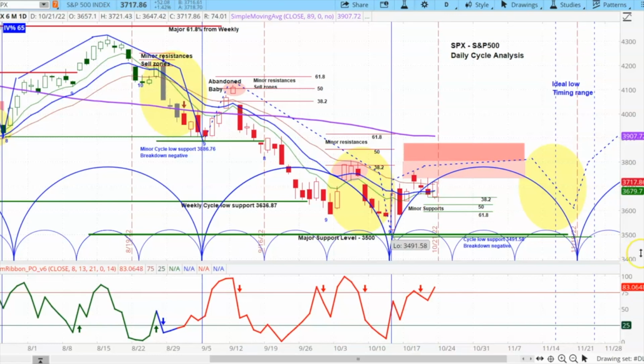So we have a market that is starting to form a bottom, but it's really not doing everything that we'd like to see yet. To make that bottom, we'd need to see the momentum conditions starting to improve.